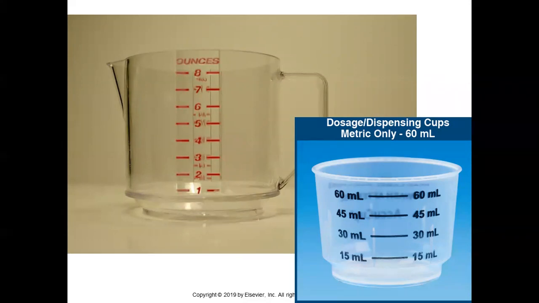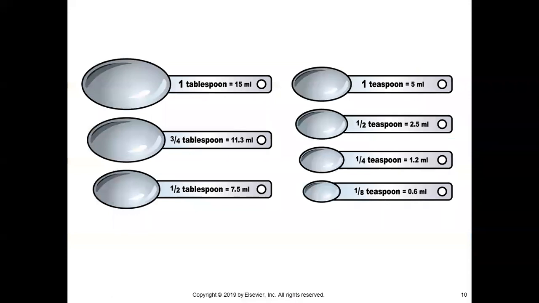Dose measuring cups, and this is the small teaspoon here, and this is the bigger tablespoon. So 1 tablespoon equals 15 ml, but 1 small teaspoon equals 5 ml.